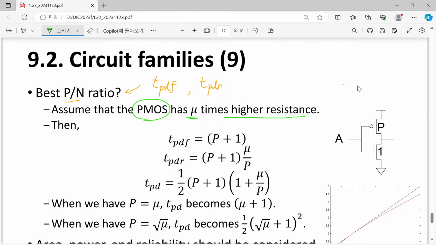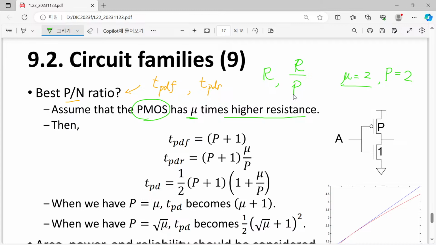For example, let's say that mu equal to 2. Then our obvious choice is, okay, P equal to 2. Why? If we say so, then N MOSFET will give us resistance R, and also P MOSFET will give us resistance of R over P.